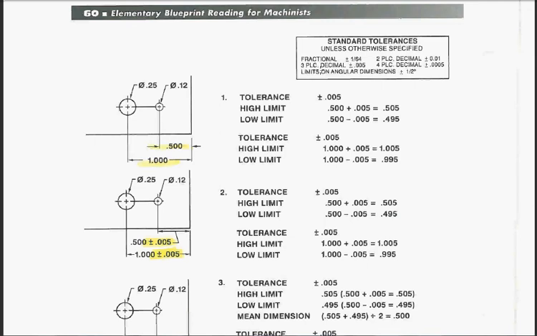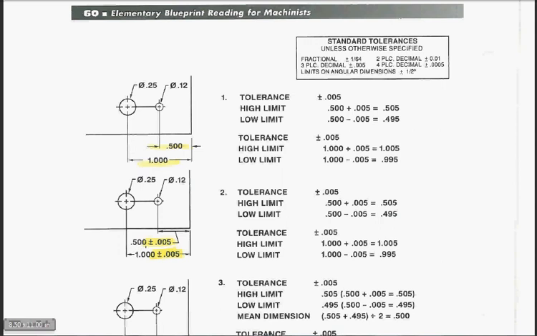Here it is right here. 3-place decimal plus or minus 5 thousandths. So I know that this can be 505 or 495 and still be correct. Same way here. 1 inch, 3-place decimal. I look over here and find that it could be 0.995 or it could be 1.005. They show you that right here.